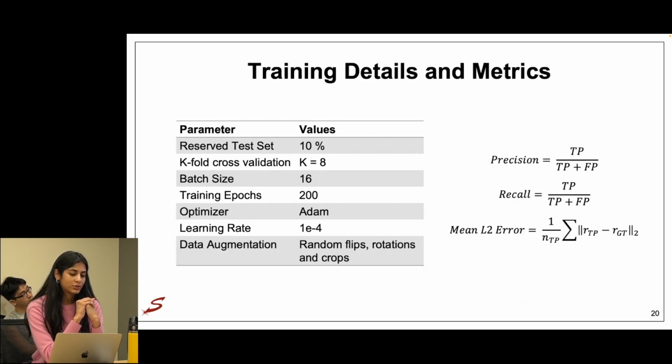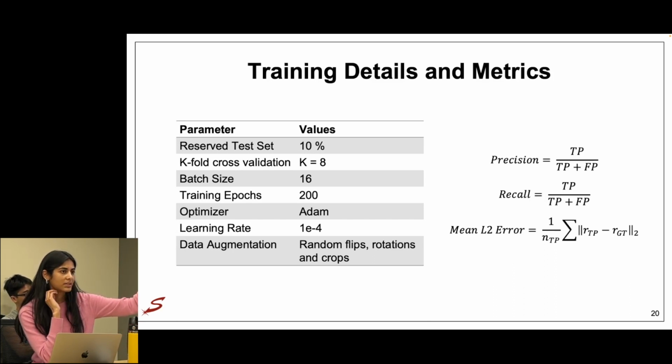For the training details and metrics, we're using k-fold cross-validation, and we'll share the results of that in a second. We're using a small batch size and the Adam optimizer, which is an extension of stochastic gradient descent. We're also including data augmentation. It's limited right now, but we're using flips, rotations, and crops. Again, this is to help address the small data set that we are working with. The metrics we're going to use to evaluate our performance are precision, recall, and the L2 error of our regressed locations. With precision and recall, TP stands for true positive and FP stands for false positive.